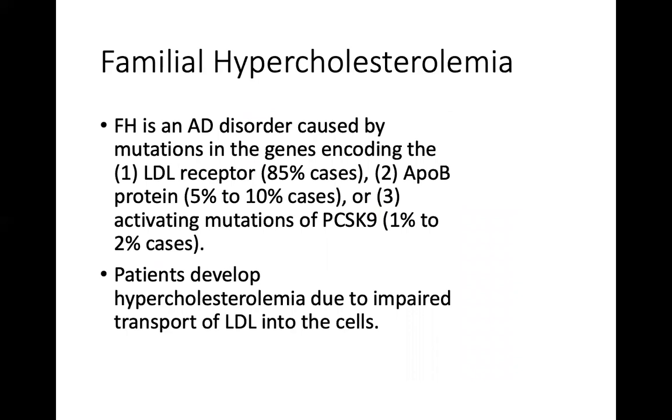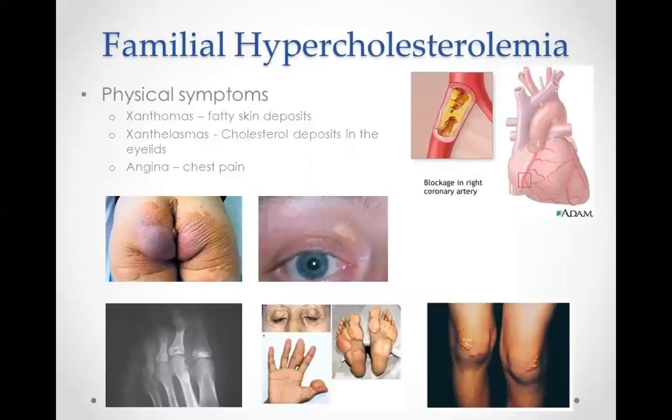Alright, next is your familial hypercholesterolemia. So FH is an AD disorder caused by mutations in the genes encoding your LDL receptor, in most of the cases, okay, your ApoB protein, and activating mutations in PCSK9. Remember lang ito, okay, LDL receptor. And usually, as expected, familial hypercholesterolemia, ito yung majority, due to impaired transport of LDL into the cells.